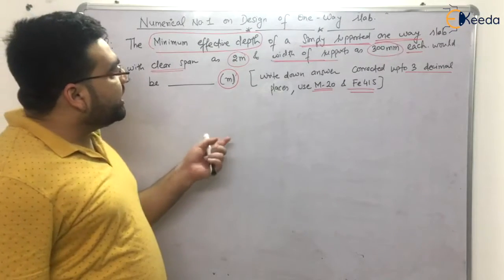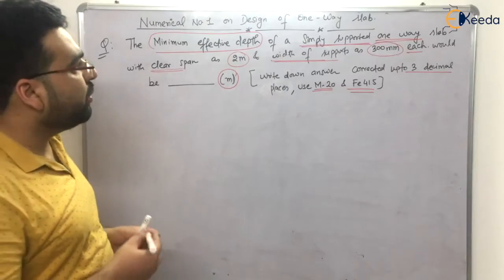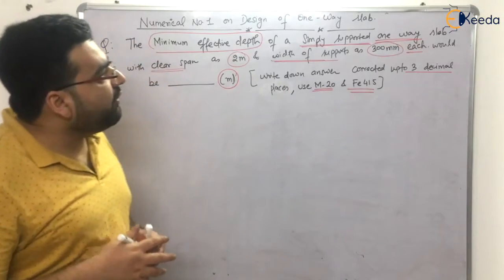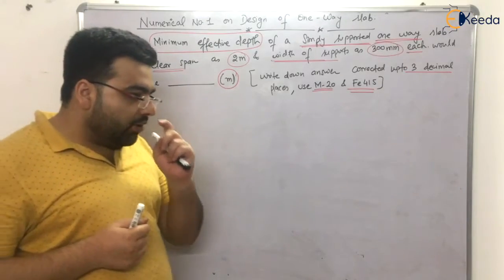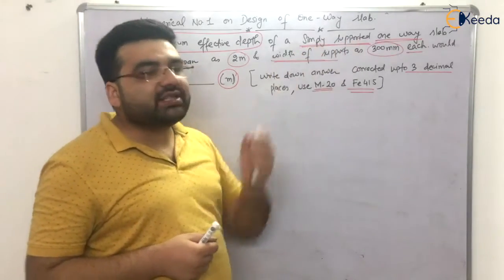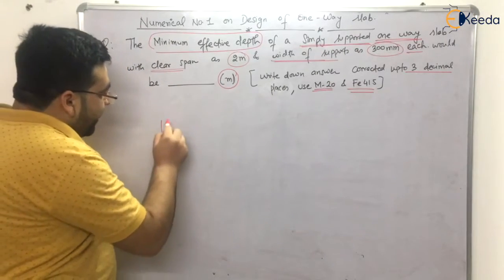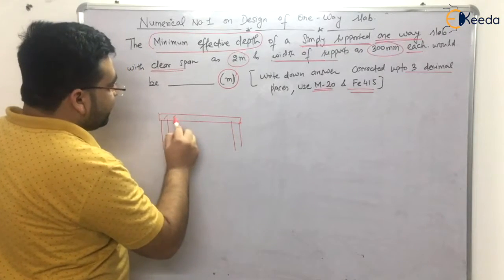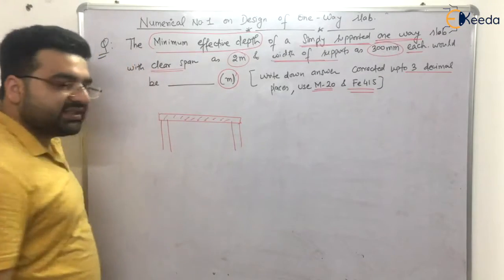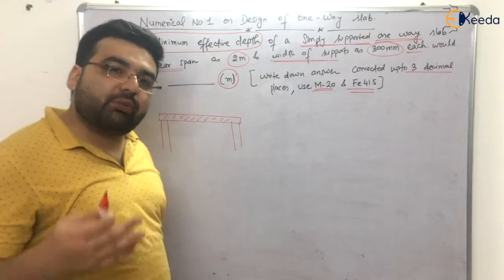So this question actually has 2 formulae, 2 IS provisions related to it. Before starting the solution, I would like to tell you about the difference between a simply supported slab and a continuous slab. Let me take the front view. If the slab is just between 2 supports, it is a simply supported slab.